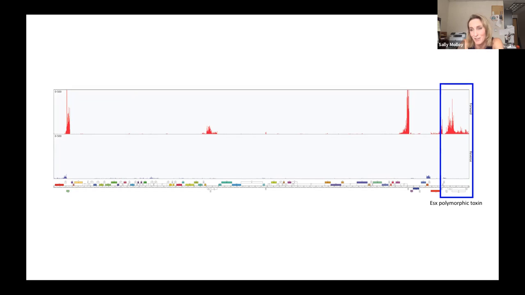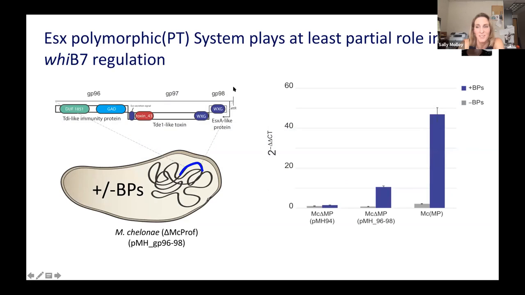But I'll draw your eye to those 3 genes that are part of the polymorphic toxin system. This is just preliminary data, and I won't talk too much about it, but I just wanted to give you a little taste. Here are these 3 genes, the ESAT6-like protein, a polymorphic toxin that's already been studied in Agrobacterium, and it has DNase activity, and its cognate immunity protein. We cloned this into an integrative plasmid with the native promoter, and then looked at YB7 expression in strains that either had the BPS prophage or didn't.